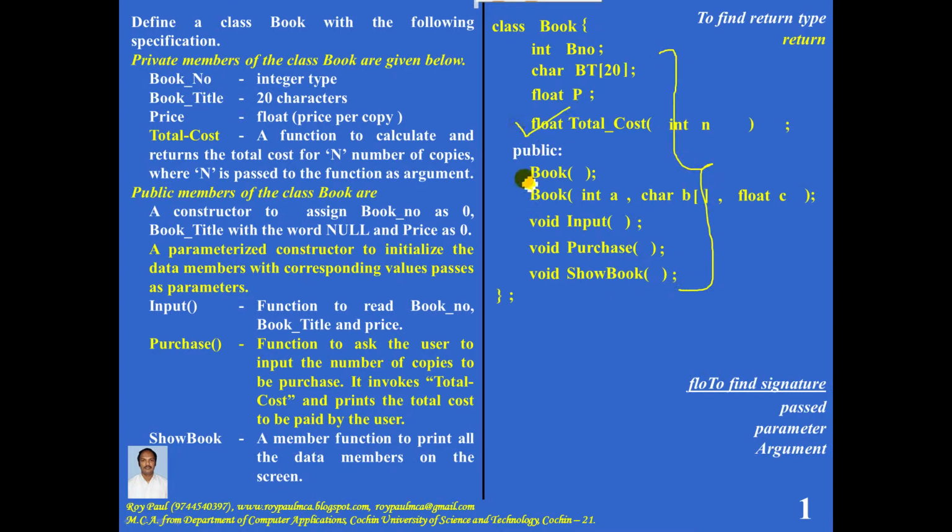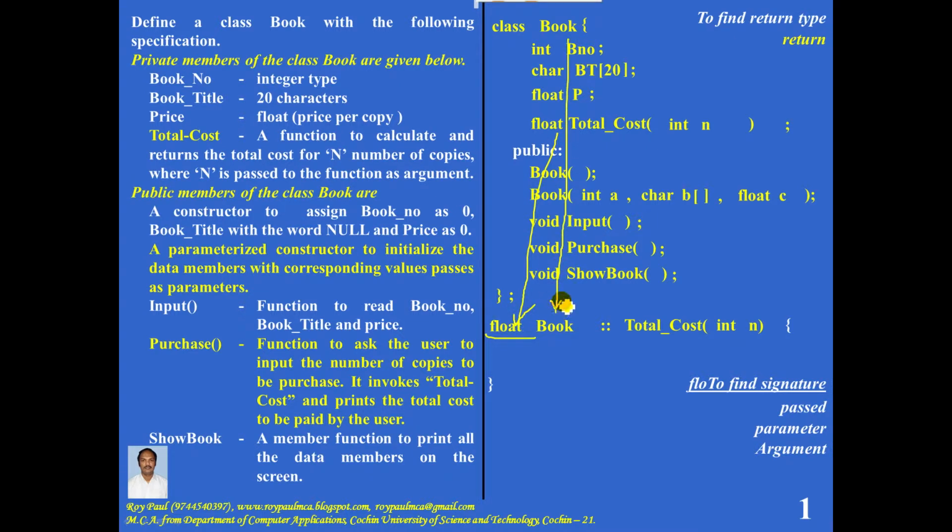Now I need to define the functions outside the class. Let me start with the first one. Start with the return type, so this one, followed by class name, followed by scope resolution operator. After that, name of the function, signature must be written as it is, followed by opening curly bracket and closing curly bracket. What about the body of the function?